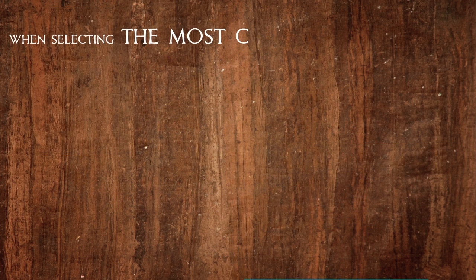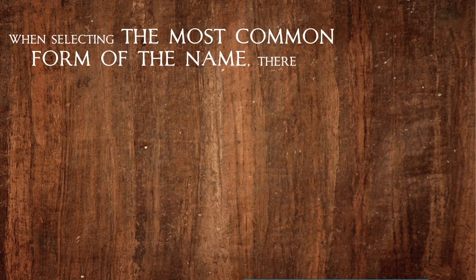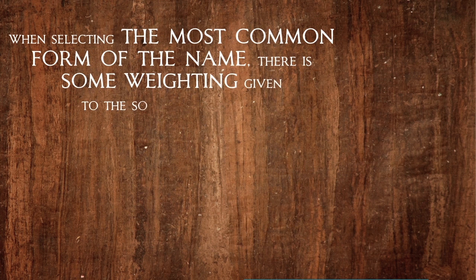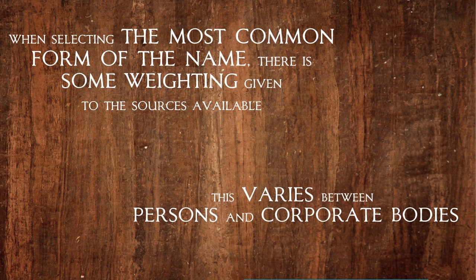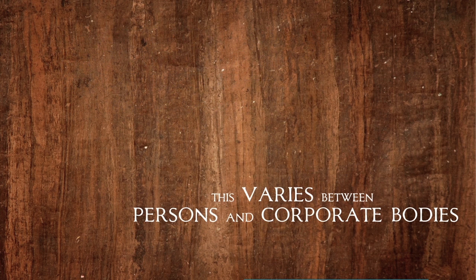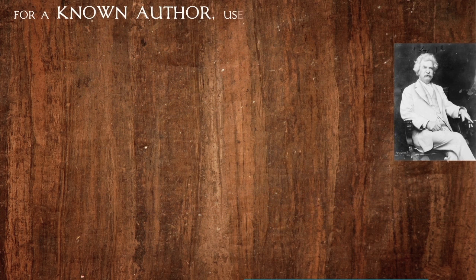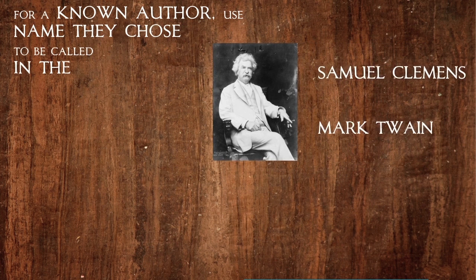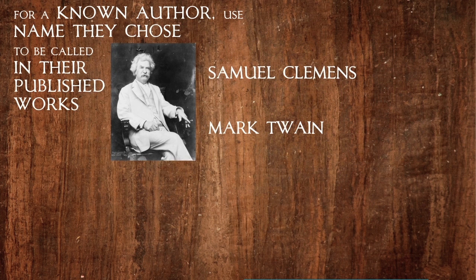When selecting the most common form of the name, there is some weighting given to the sources available, which varies between persons or corporate bodies. For people, special preference is given to individuals that are known as authors to determine for themselves the form of their name that should be used. So, if working with the papers of a known author, the preferred name would be defined as the name that they choose to use in their published works.